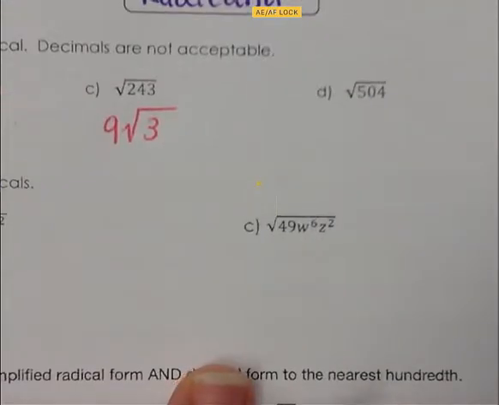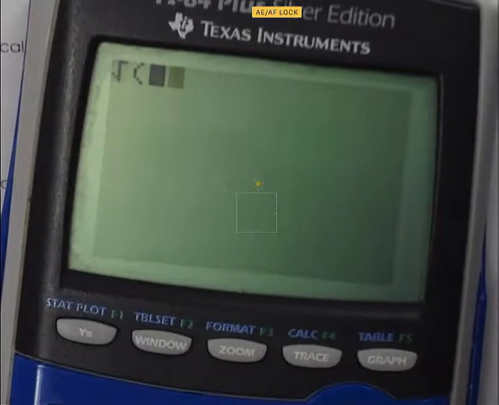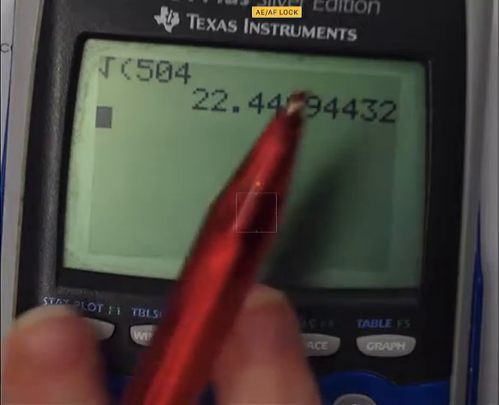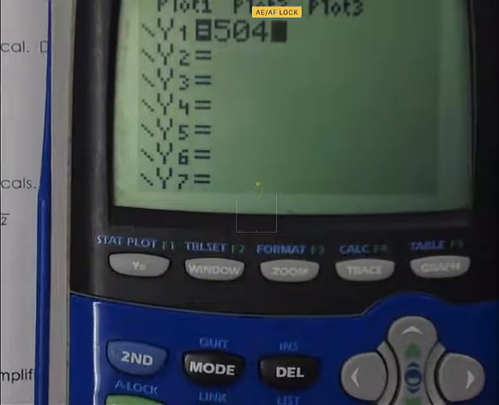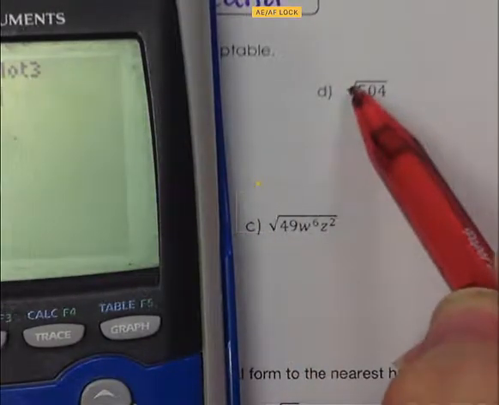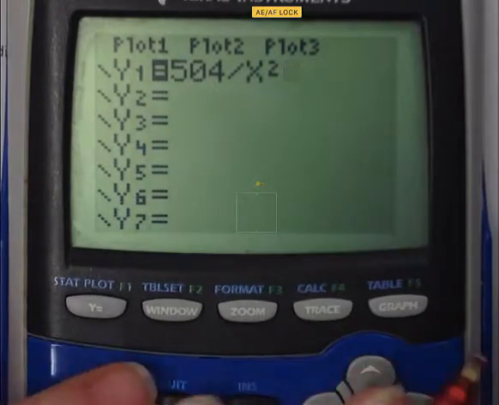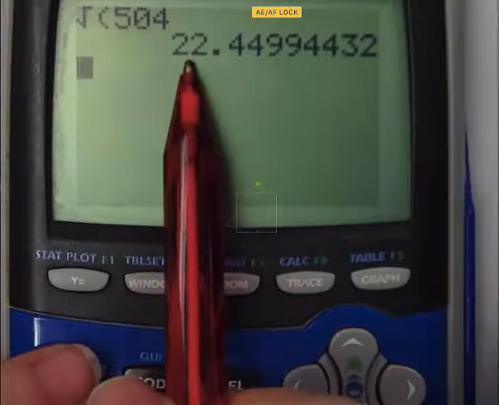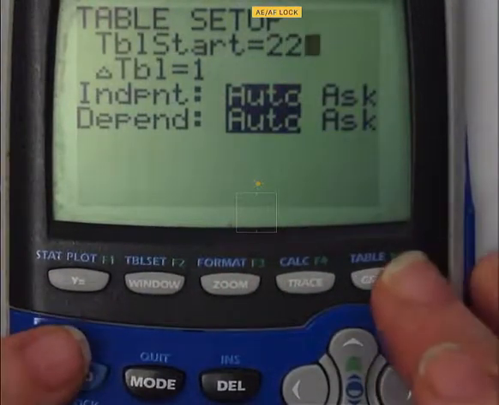So the last one is the square root of 504. So again, we go to square root of 504 to know where we're starting at. We're going to start our table at 22. We go to y equals. We type in our radicand of 504 divided by x raised to the power of. Our index is 2 because you don't see a number. So it's raised to the second power. And then again, I'm going to press second mode. Remember, my number was 22. So I'm going to go to second window. I'm going to start it at 22. I'm going to go to my table.